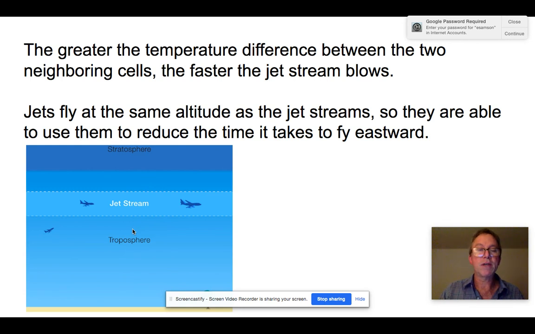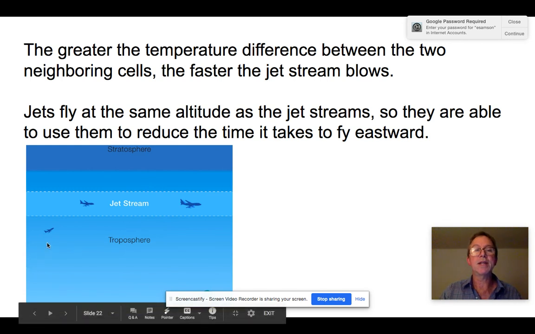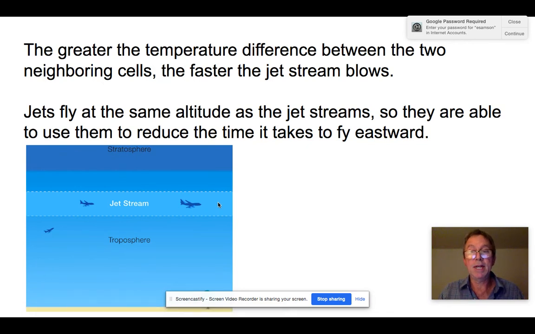And commercial jets fly that high. So if they're flying in an eastward fashion, they'll just get up in there and get carried along. And they'll get to their destinations much faster than they would otherwise. They try to avoid them when they're flying the other way because it's like a swimmer trying to swim against a strong current.